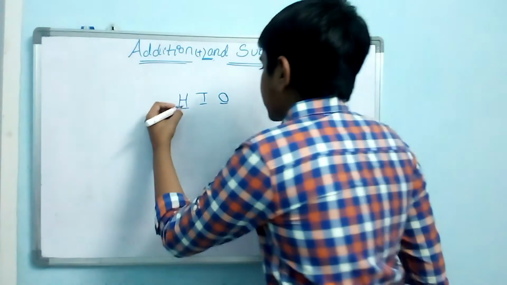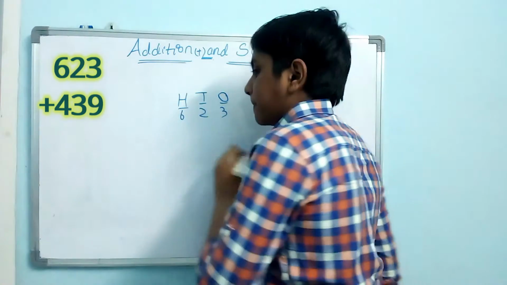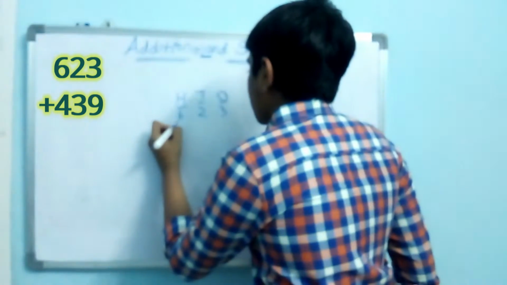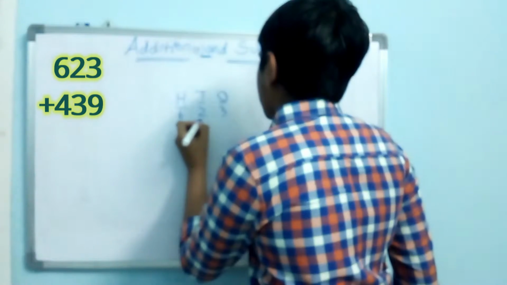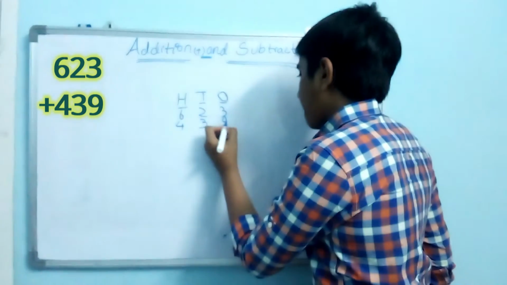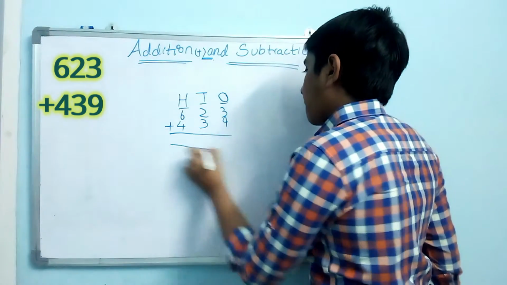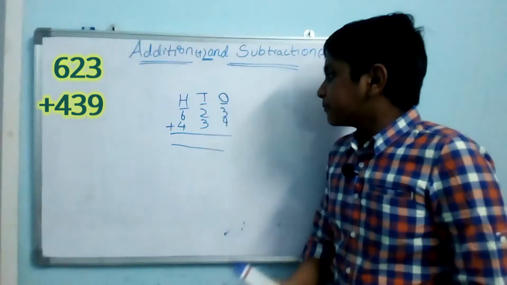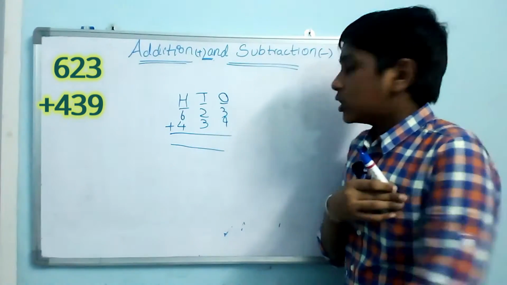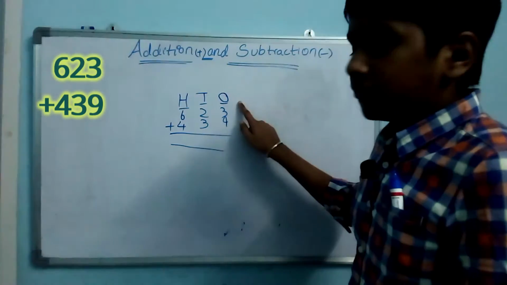Let us solve 623 plus 439. Keep the addition symbol here. And now let's start solving. First, we have to solve ones, tens, hundreds. Let's solve ones first.